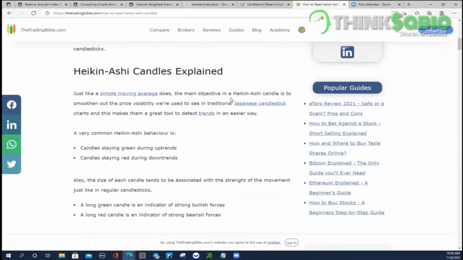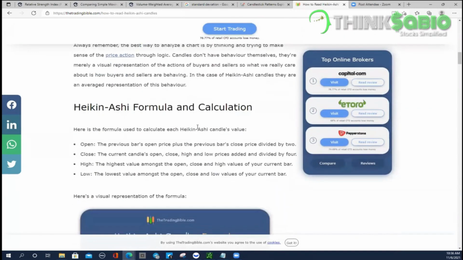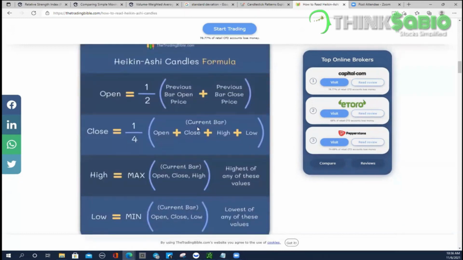We will get there. Basically, what it does is it averages and smoothens the price volatility of the traditional ways, and it basically shows us the trend. So candlesticks stay green during uptrends and stay red during downtrends, and the size of the candle body will also change based on that. So let's see. Oh, here you go. Here is the calculation, Kumar. Open equals half the previous bar's open price plus the previous bar's close price.